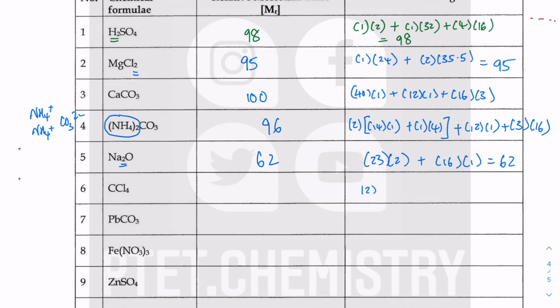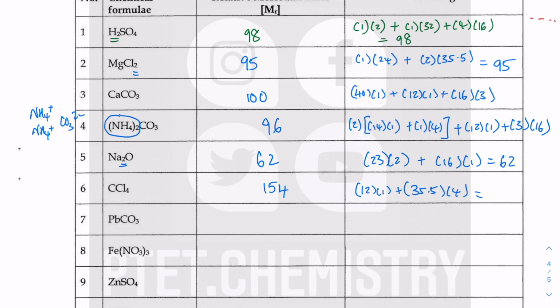CCl4: 12 times 1 plus 35.5 times 4. I think for the next few examples I'll probably just press on my calculator. Lead, I don't have the relative atomic mass on top of my head, so let's have a look at the periodic table. Lead is in group 4, it is Pb, and it is 207.